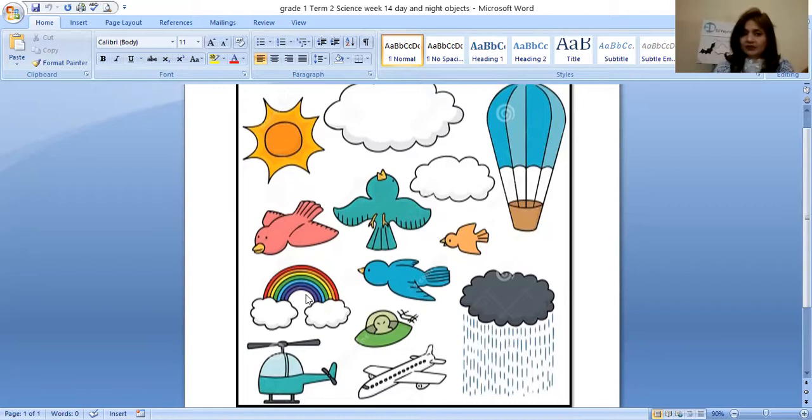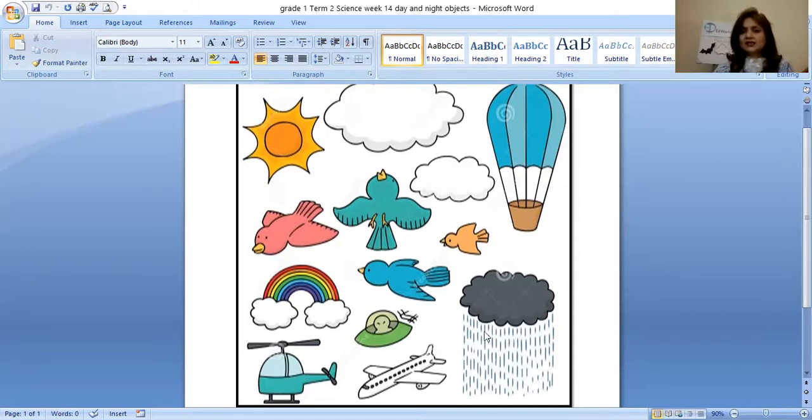And this is a rainbow, which I've already shown you. This is a shuttle. You can see a spaceship. Where can you see this? You can see this in space, right? And what are these two? This is a helicopter and this is an airplane. So at what time can you see them? Can you see them at daytime? Only at daytime? No, you can see them at both. At daytime also and at nighttime also.